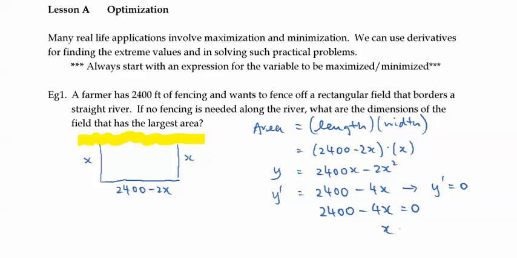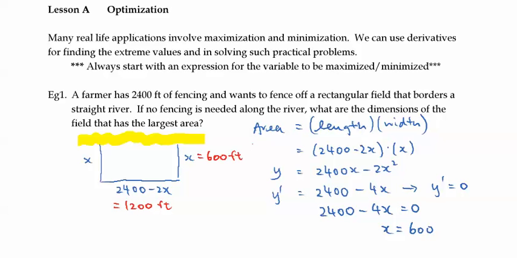And therefore we have x equals 600. And that means if I have x equals 600, the length in this case would then be 1,200 feet.